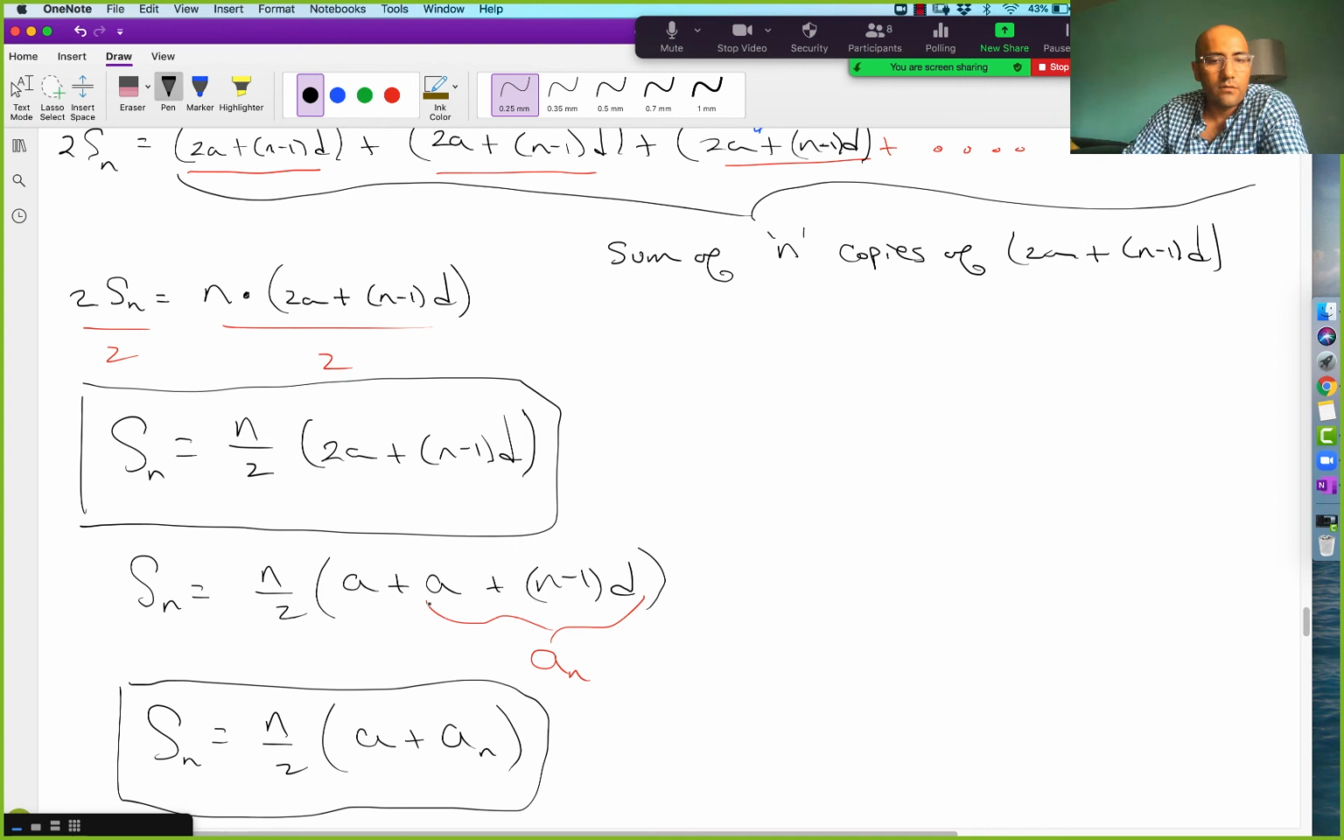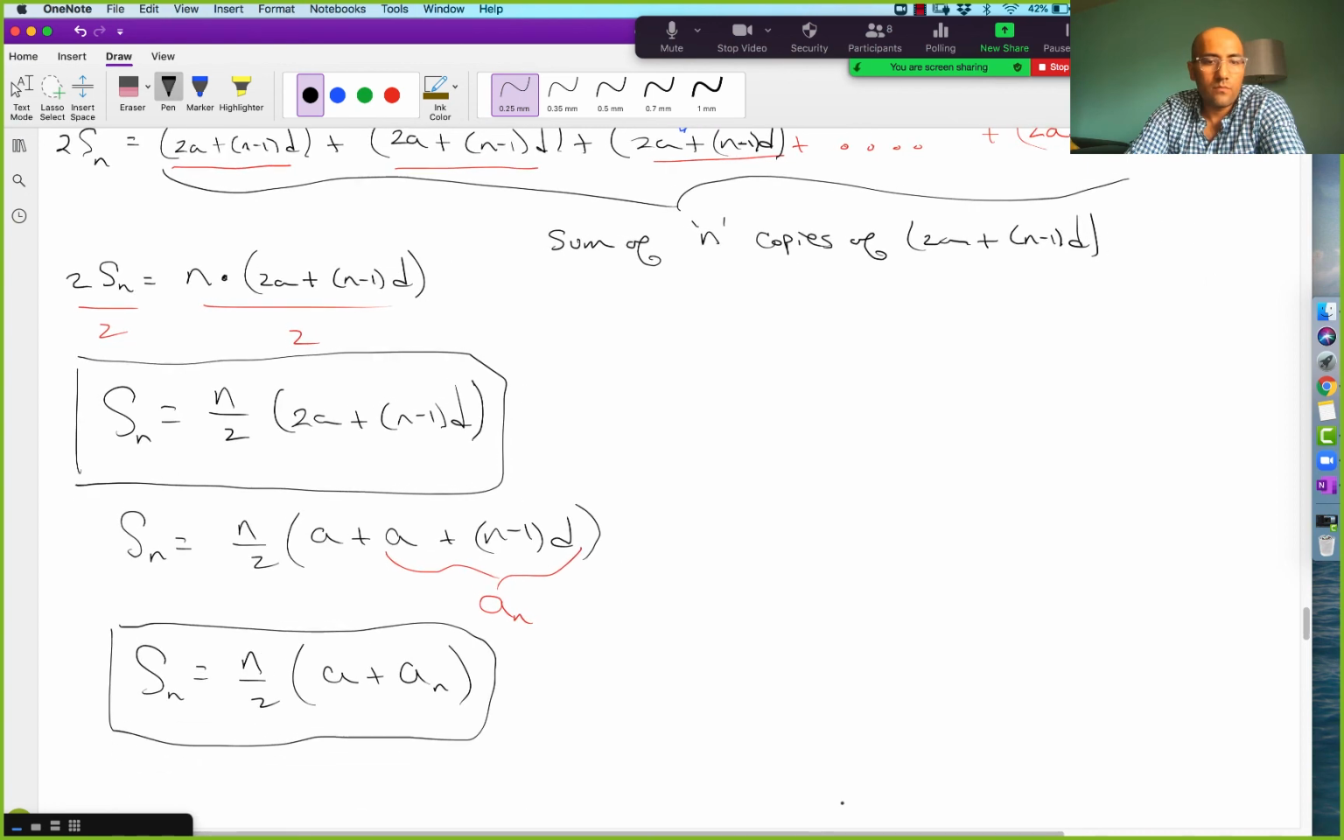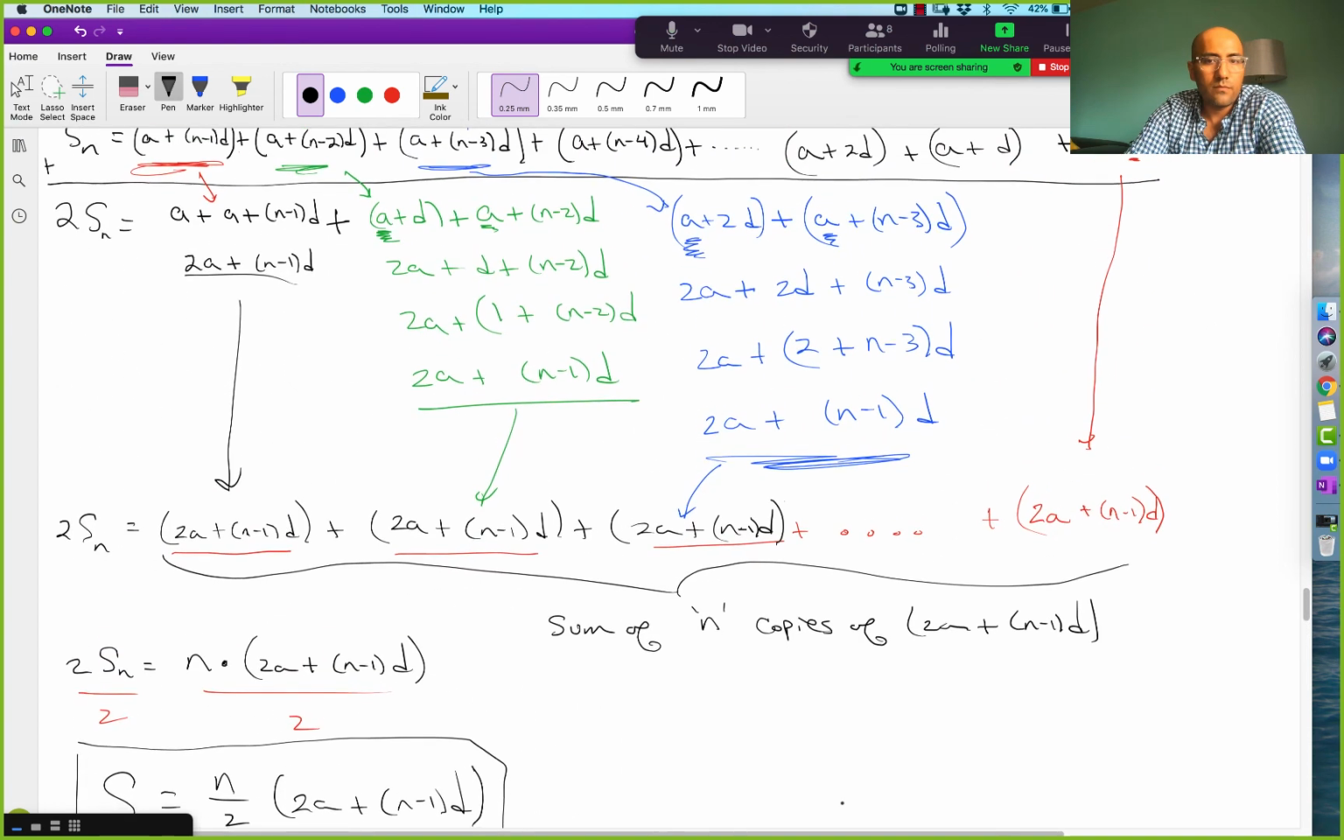Good. So this is the closed formula for the underlying sequence, but it also represents the last value in the sequence that you're trying to add. So if you know the first term and the last term, and how many terms there are, then you can find the sum of all the values. Any questions? No? Okay.